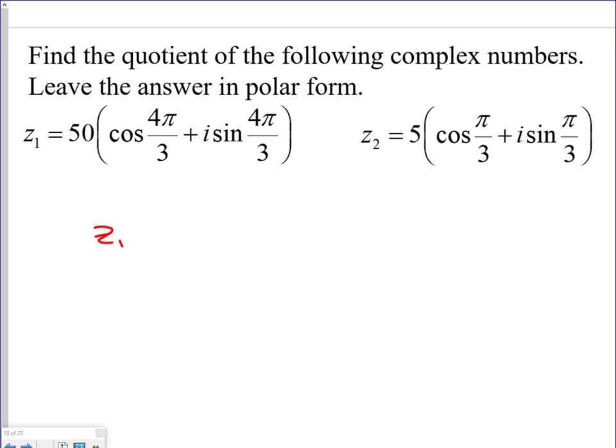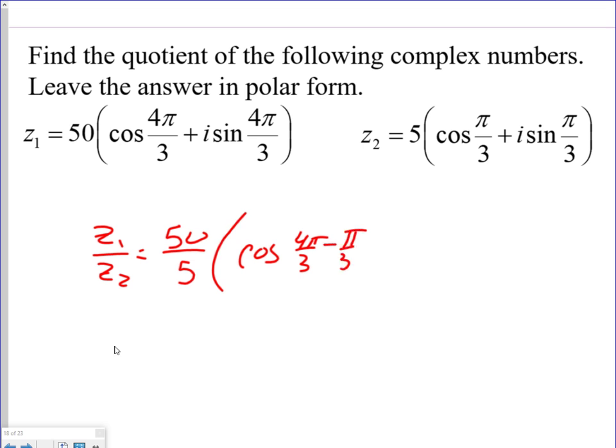Let's find the quotient of Z1 to Z2. In this case, we have 50 divided by 5, and we're going to have cosine of 4 pi thirds minus pi thirds, plus i sine of 4 pi thirds minus pi thirds.